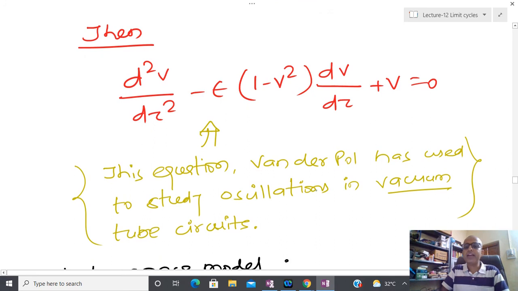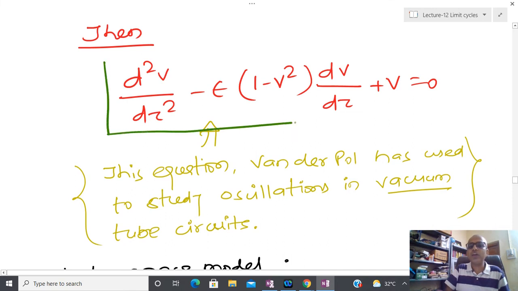Okay, and it is possible to show that initially we used vacuum tubes a lot. In order to construct televisions, in a lot of places we used vacuum tubes in the initial phase of our electronic circuits, and whatever oscillation occurs inside the vacuum tube is represented by this van der Pol oscillator.